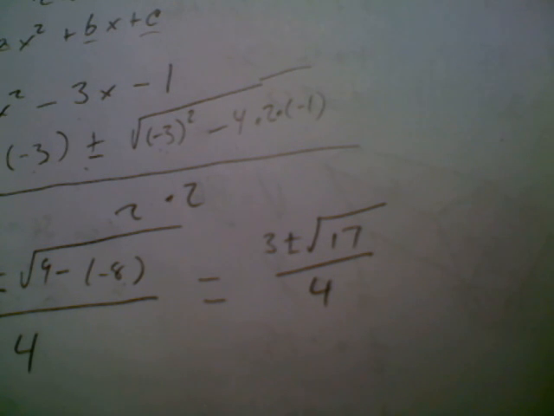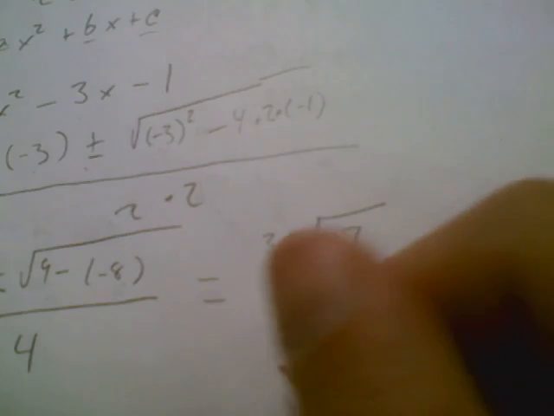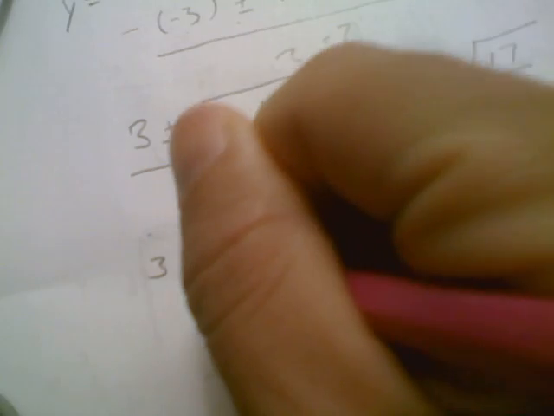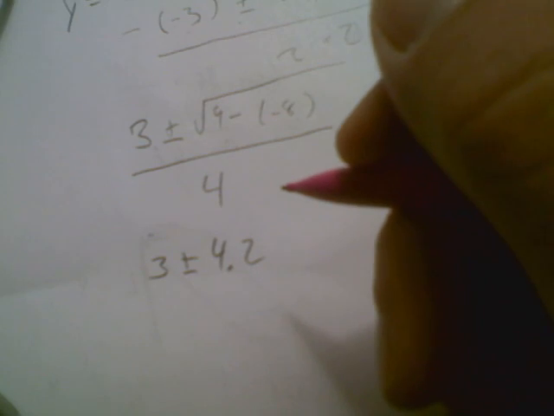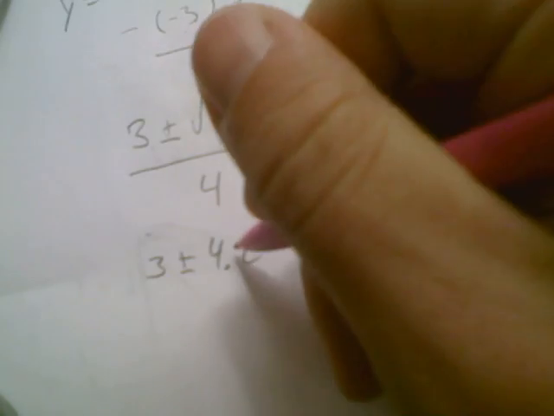So for this one, we would end up with a decimal. And that's fine. We'd have to find the square root of 17. Square root of 17 is about 4.12. So it's coming down here. 3 plus or minus 4.12, my mistake. Everything over 4.